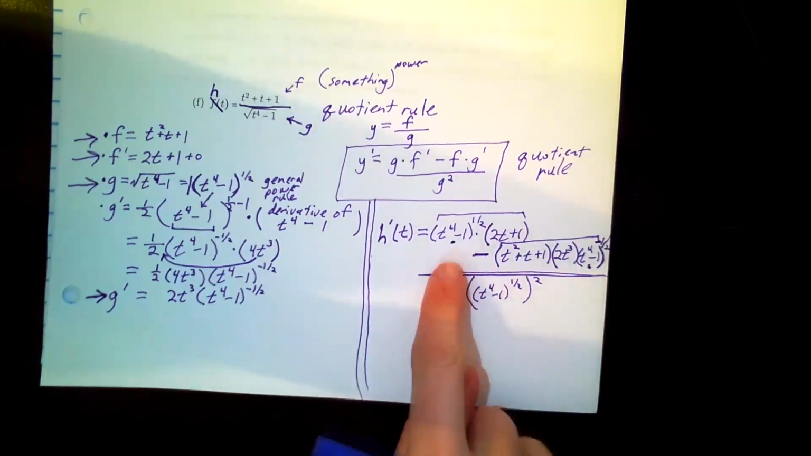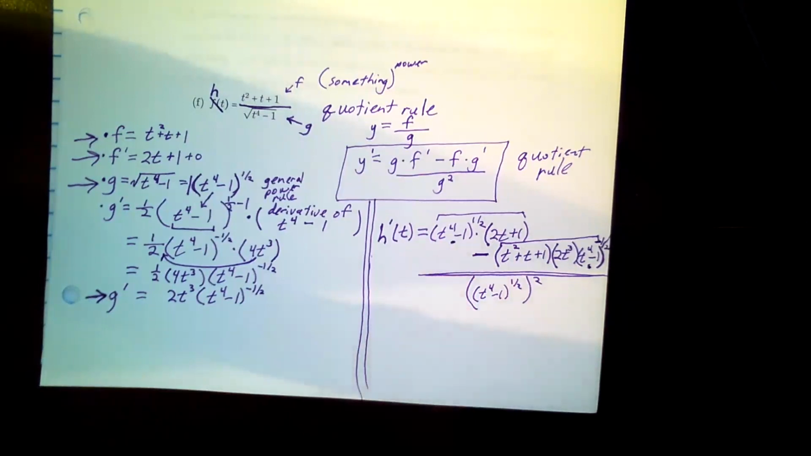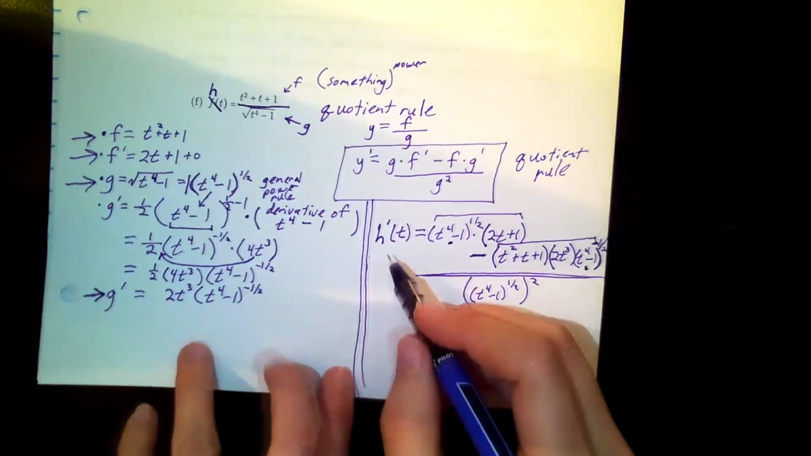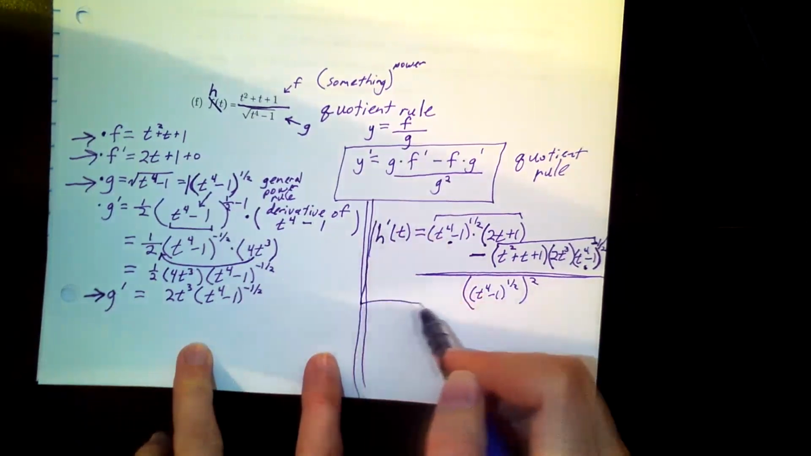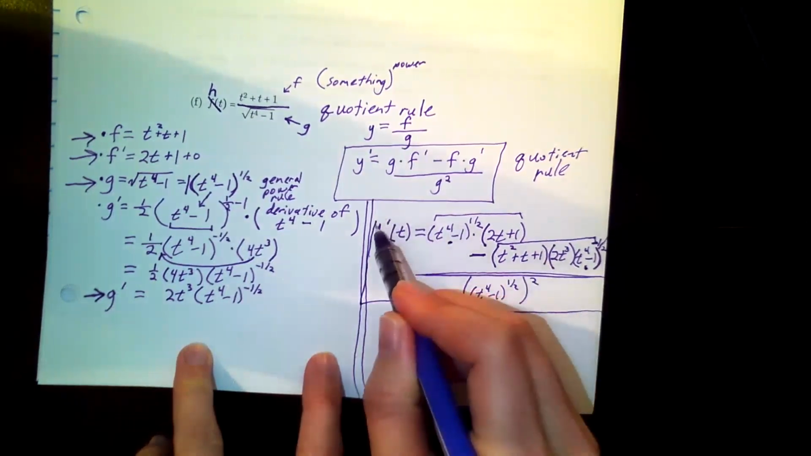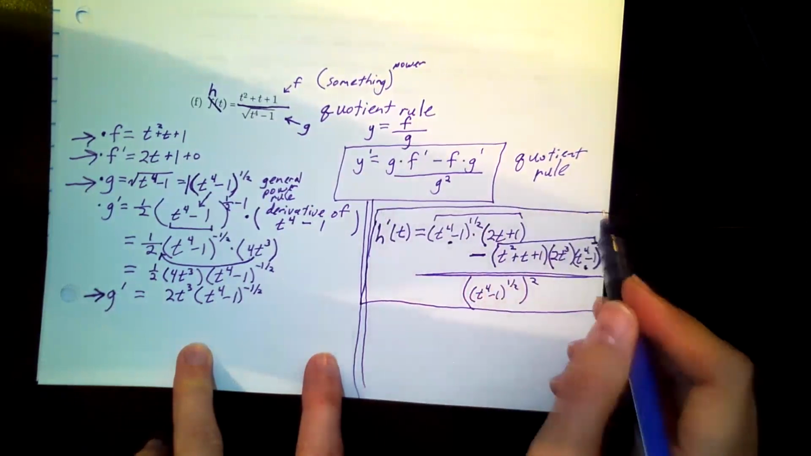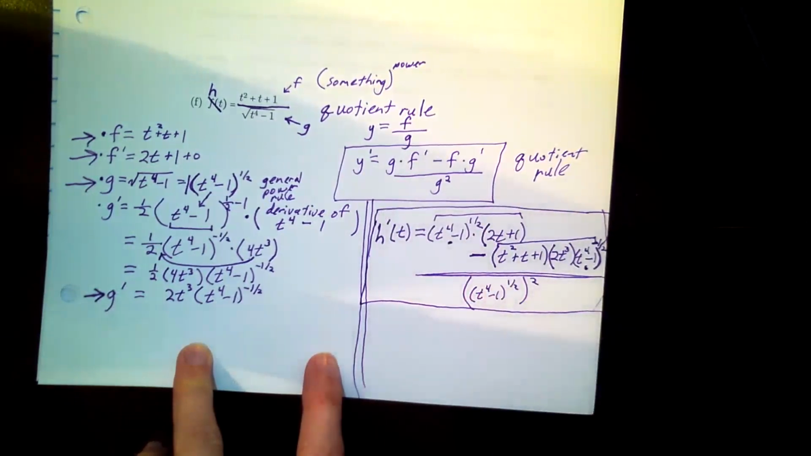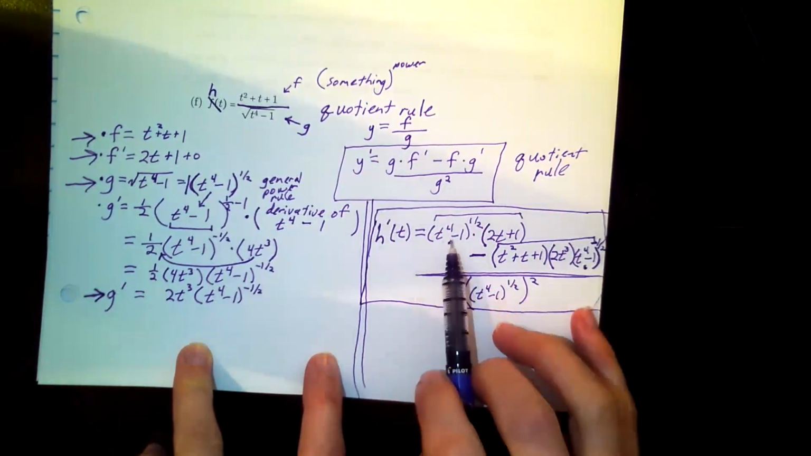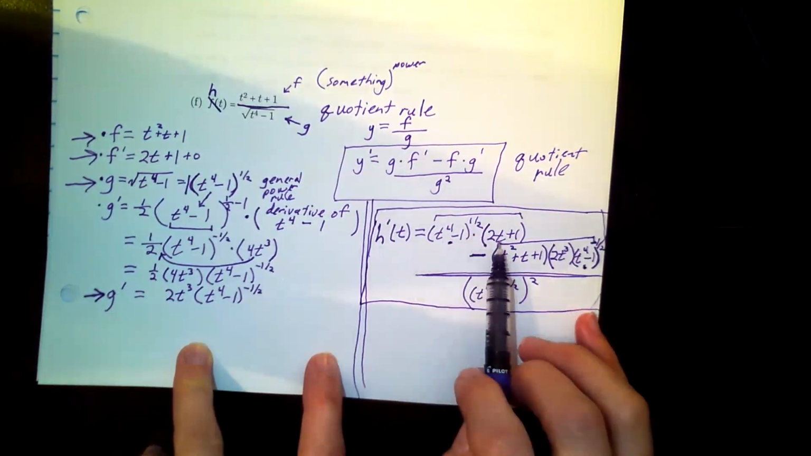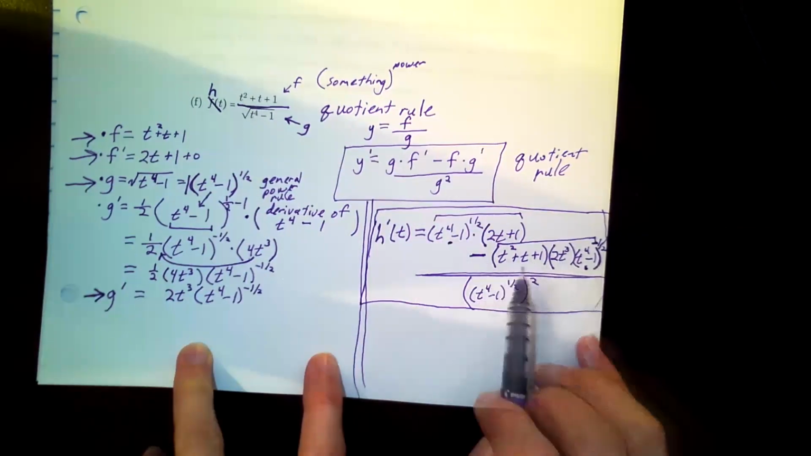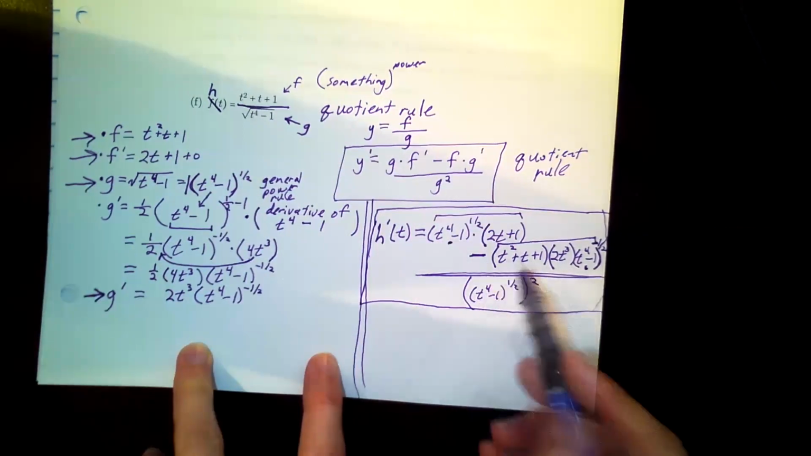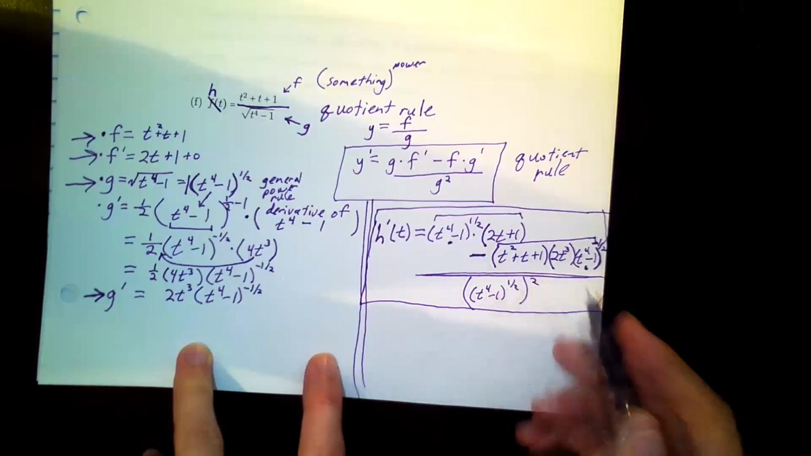So there's more we could do here to clean this up and make it look nice, but since all it's asking for is the derivative function, we're not really going to do anything with it at the moment. This is good enough for us. This is our solution, and we're going to leave it like this. t to the 4th minus 1 to the 1/2 times 2t plus 1 minus each of these three terms multiplied together. All divided by t to the 4th minus 1.